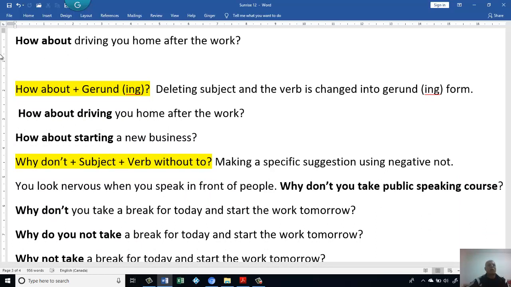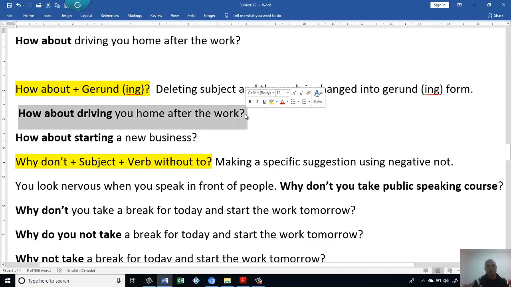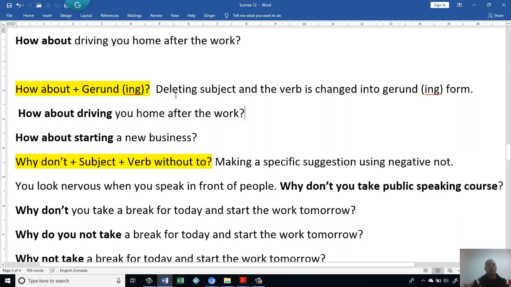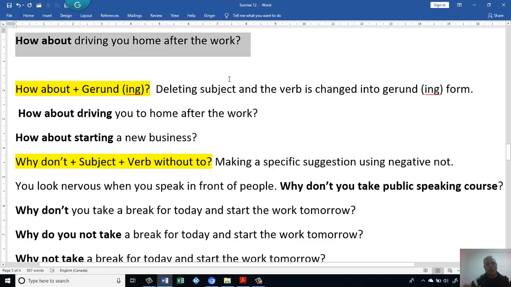Then we say, how about plus gerund, deleting the subject as we did before. We just repeat in here. How about driving you home after the work? Then question mark. The only difference is sometimes in British English they say, how about driving you to home? Then in American English we just say, how about driving you home after the work?